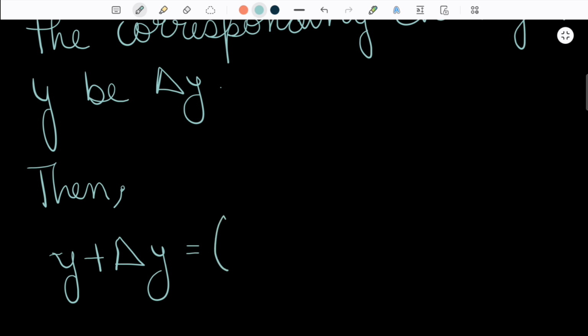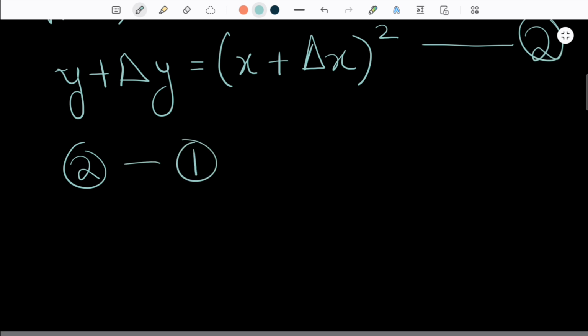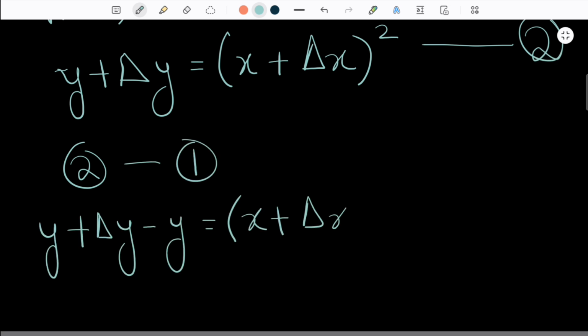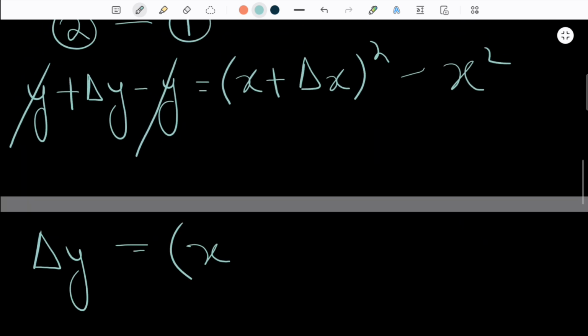Now we can rewrite our equation number 1 as y plus delta y is equal to x plus delta x whole square. Now make sure that you're adding delta x to the value of x itself, not to x square, because that would have a totally different meaning. Now we'll subtract equation number 1 from equation number 2 and we will simplify it. So you'll get delta y is equal to x plus delta x whole square minus x square.